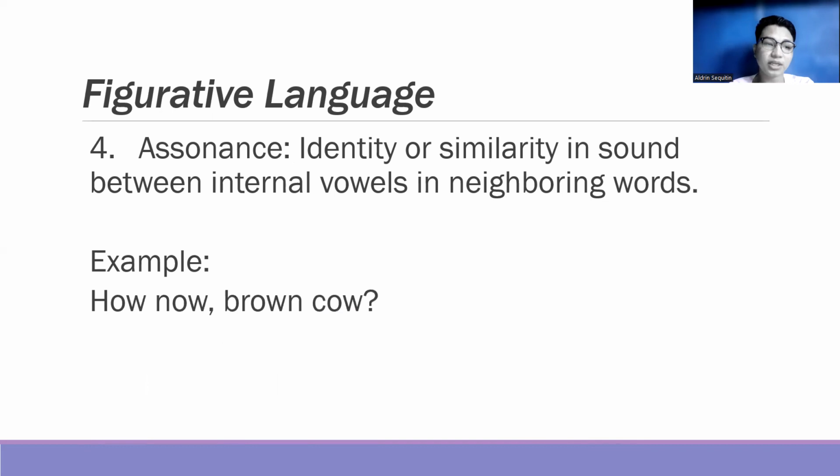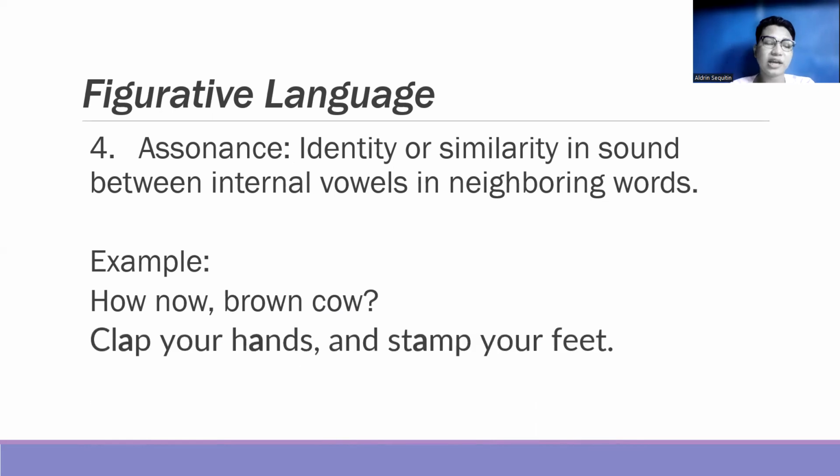For example, in here we have repeated the diphthong ow 4 times: "How now brown cow." And then we have repeated the vowel sound in "clap your hands and stamp your feet." So the vowel sound is being repeated thrice.